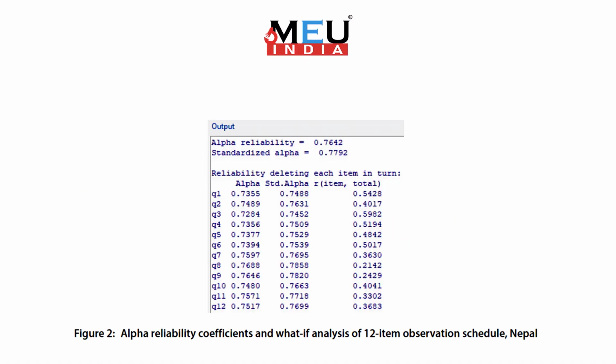Figure 2, alpha reliability coefficients and what-if analysis of 12-item observation schedule, Nepal.